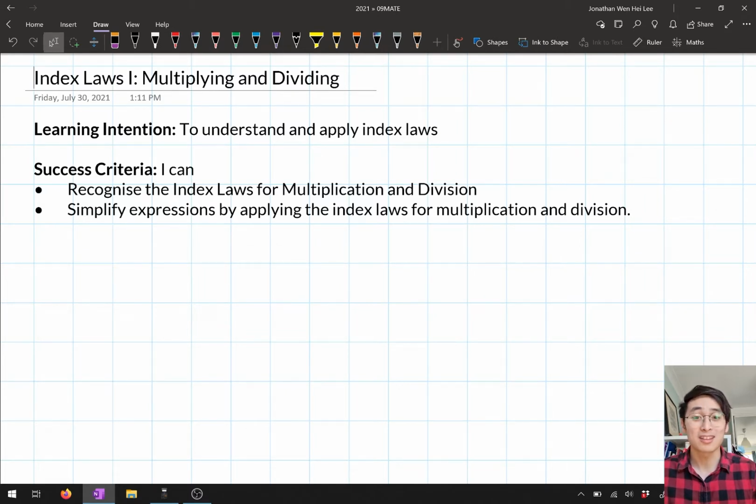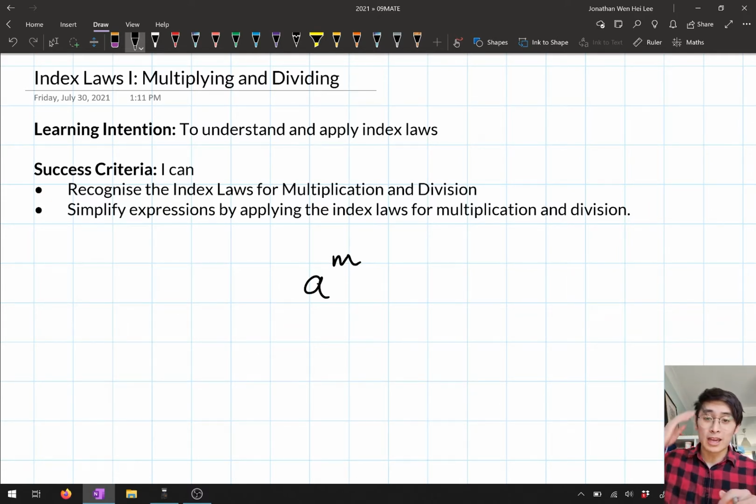So last lesson we talked about indices and how indices is just a way that we can shorthand, or write really quickly, repeated multiplication. With our indices we've got a thing called our base, our number at the bottom, and this tells me what number is being multiplied over and over again. And at the top we've got our index, our power, or our exponent, all words that mean the same thing. And this just tells me how many times it's being multiplied on itself.